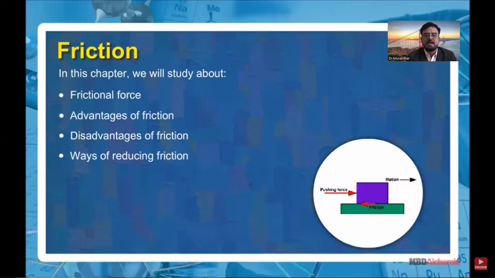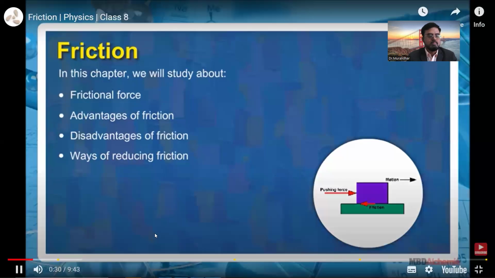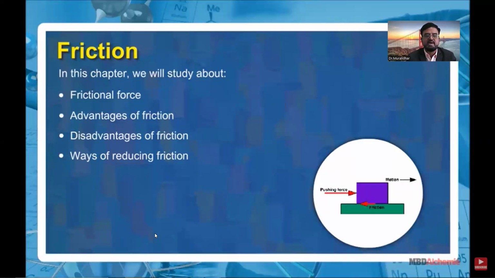What we are going to learn in this chapter, already I told. Frictional force, advantages, disadvantages, how to reduce the friction, how to increase the friction, so many things.